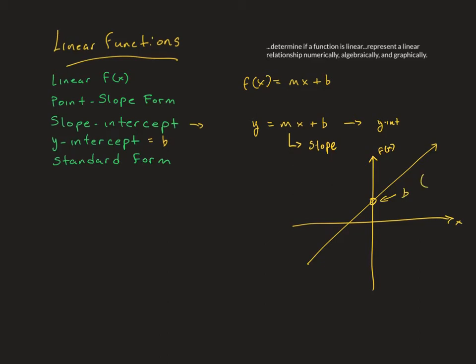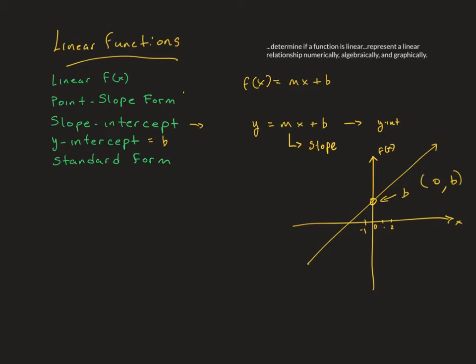And in an ordered pair, remember, the x value would be 0, and then it would be whatever that value of b is. That would be the ordered pair of my y-intercept. Okay.